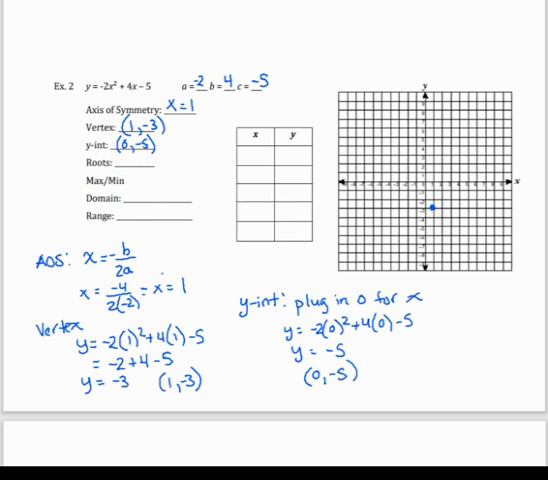Now, in a parent graph, it usually goes up 1 over 1. But notice I have a -2 out front. So that means that I'm going to flip, I'm going to go down, and that stretches by 2. So instead of going up 1 over 1, I'm now going to go down, but instead of going down 1, I'm going to go down 2 over 1. Down 2 over 1. And look at that, we hit that y-intercept of 0, -5.